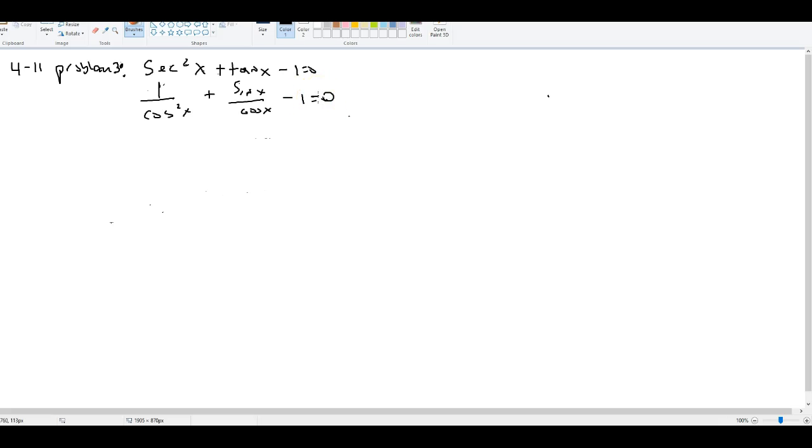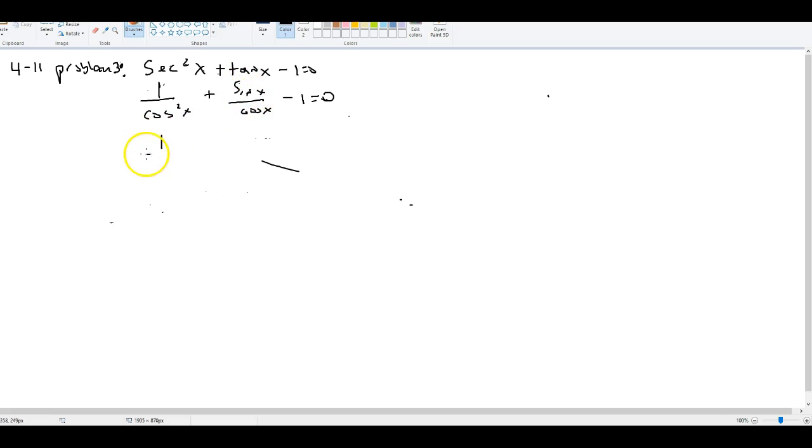Now I'm back to doing good algebra. I've got fractions, so I'm going to need to add those fractions up, right? So I'll start adding fractions. I need a common denominator. I would notice that I've got a cosine and a cosine squared here, right? So I just need to multiply top and bottom of this one by cosine.